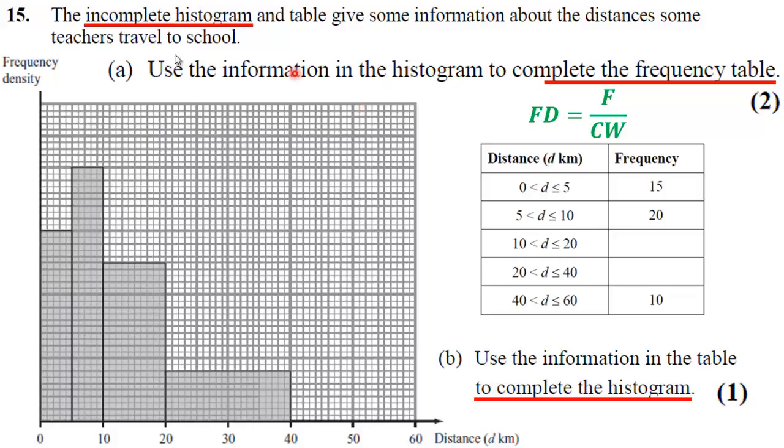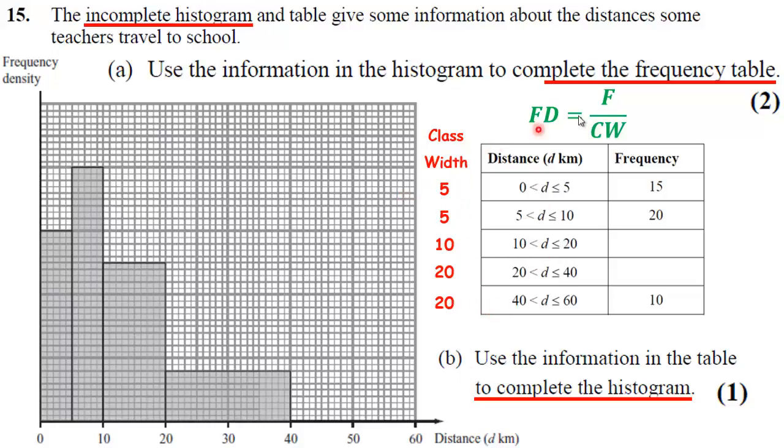In a histogram, you've got frequency density. The table here, we need to work out the frequency densities. The first thing we need to work out is the class widths. The class width is the size of each of these groups, basically the upper end take away the lower end. The first group is 5 take away 0, which is 5, 10 take away 5 is 5, 20 take away 10 is 10, 40 take away 20 is 20, and 60 take away 40 is 20. So those are all the class widths.